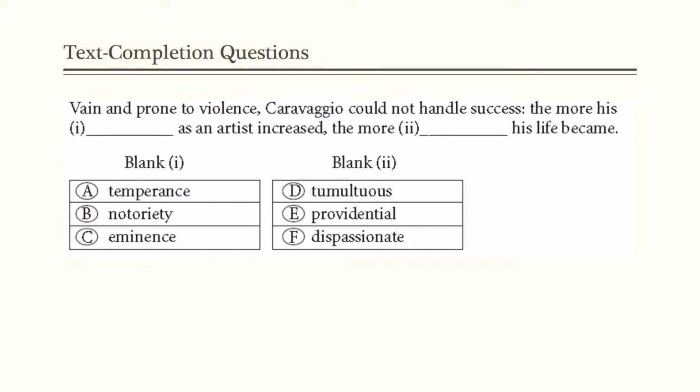Now that we know that his life became tumultuous, what would be the best fit for blank 1? Now the choices are temperance, notoriety, eminence. The consequence of becoming successful is basically an indication of eminence. It's true that Caravaggio might also increase in notoriety, but an increase in notoriety is not a sign of success. And so the best fit for blank 1 is eminence. The correct answers are choices C and D.